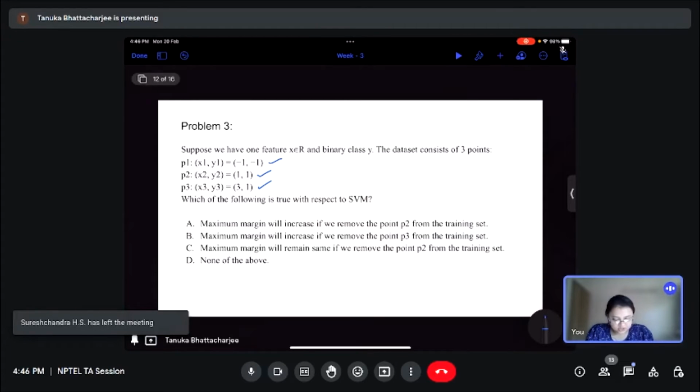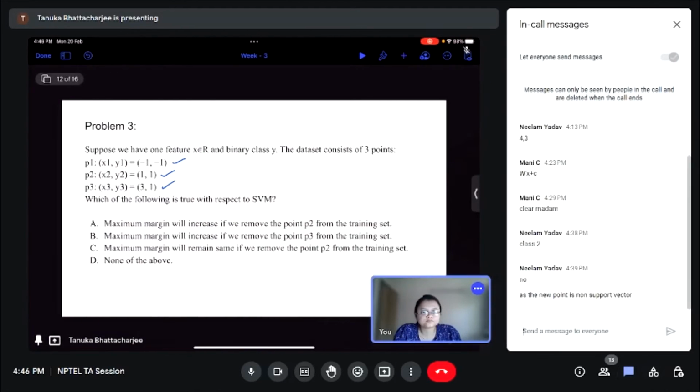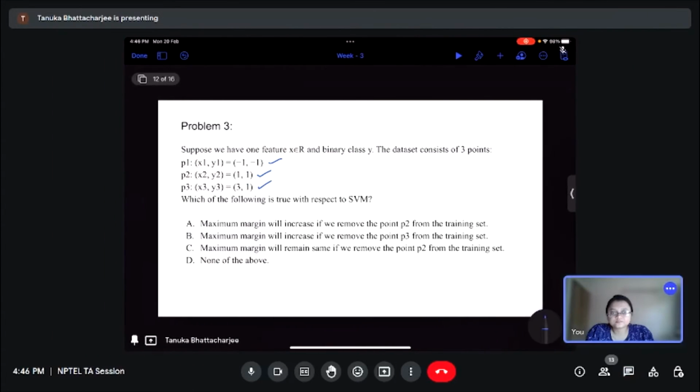Maximum margin will increase if you remove the point P2 from the training set. It will increase if you remove the point P3, or it will remain the same if you remove the point P2, or none of the above. What will be the correct answer according to you? Anyone? Neelam is saying A. Okay, so let us see this.